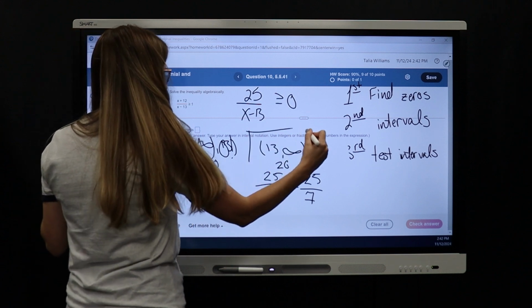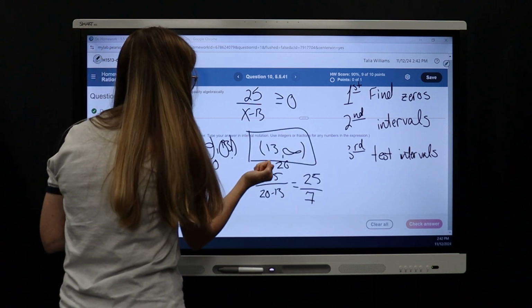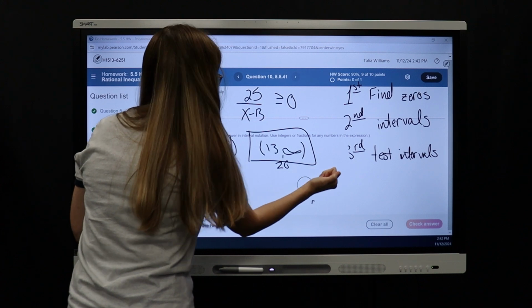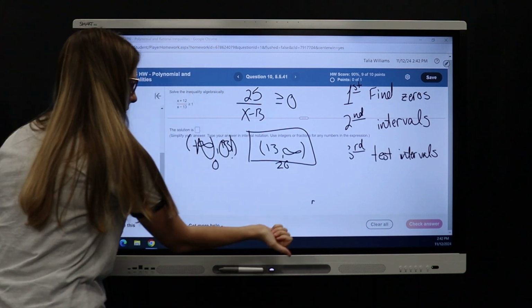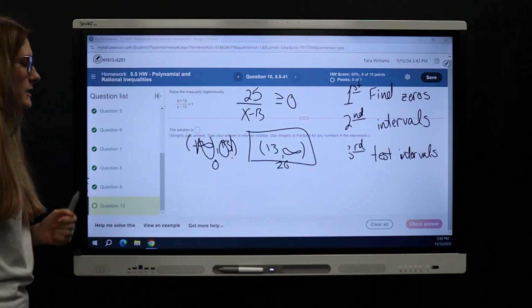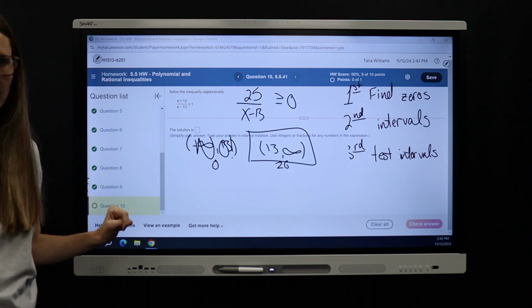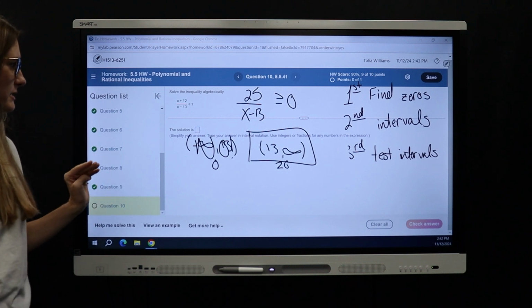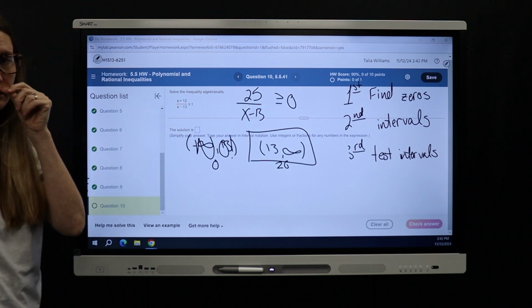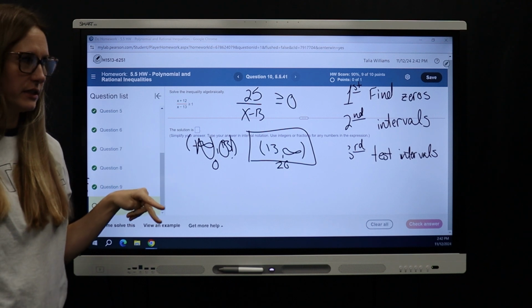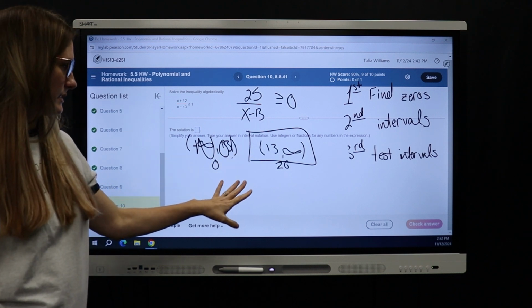Yes. But one thing on this one is that even though it has an equal to, we do not use a bracket only because that 13 would make it undefined. So it cannot be equal to 13 on this. So it's just going to be a parenthesis.